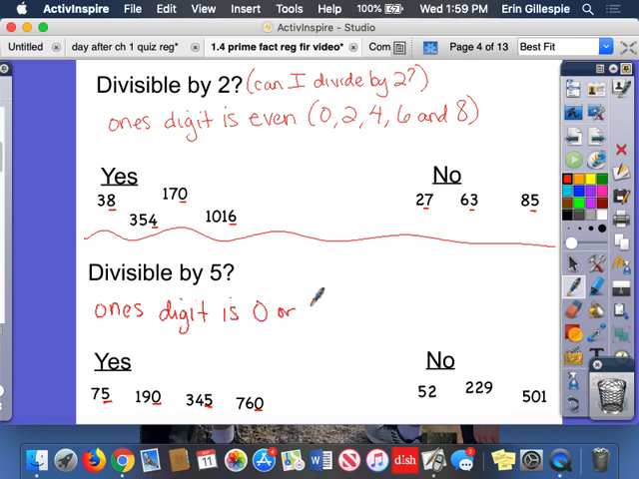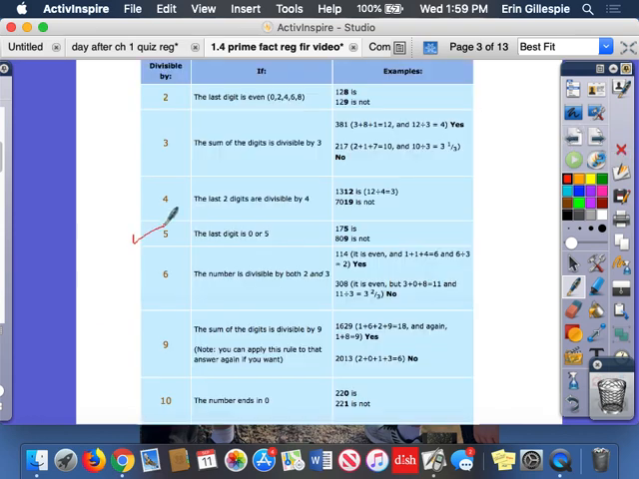Any other ones digit means you cannot divide it by 5. So over here, 2, 9, 1, 3, 4, 7, 8, 6, none of those would be divisible by 5. Only ones that end in 0 and 5. And that's also on your yellow sheet, okay?